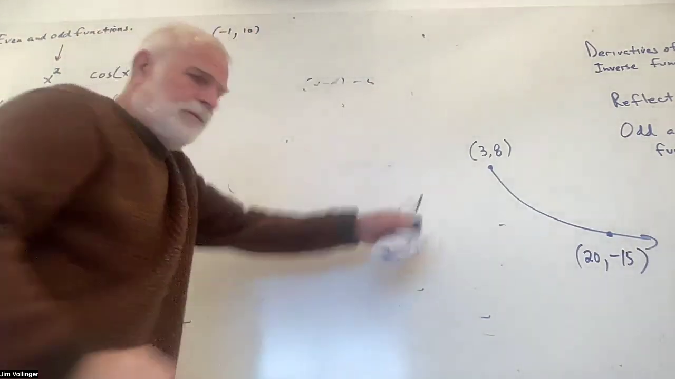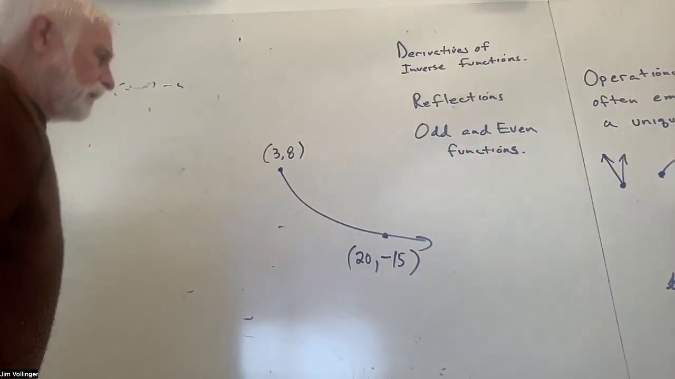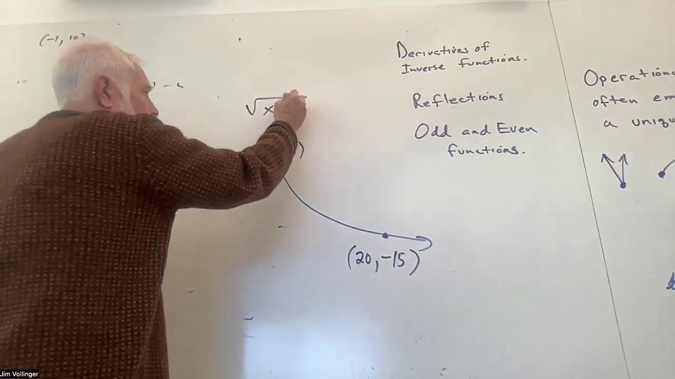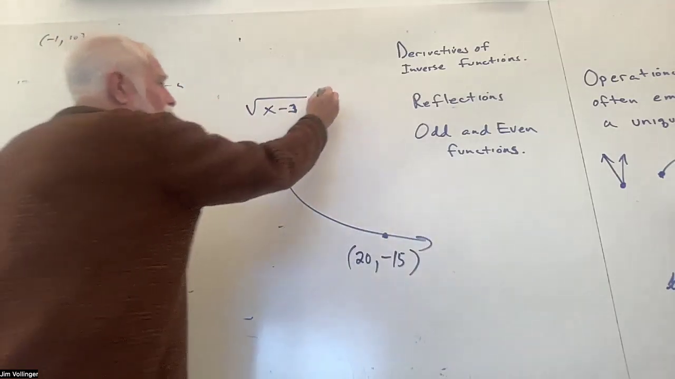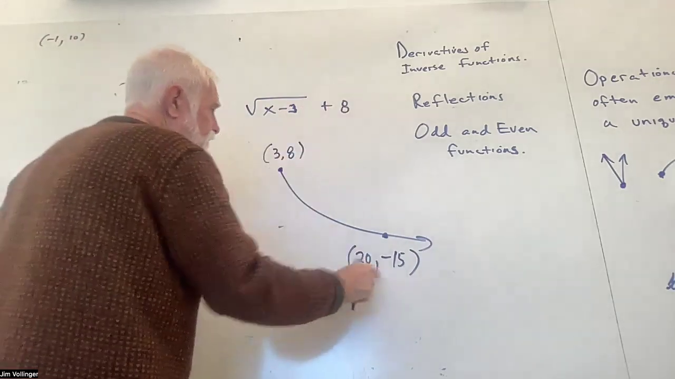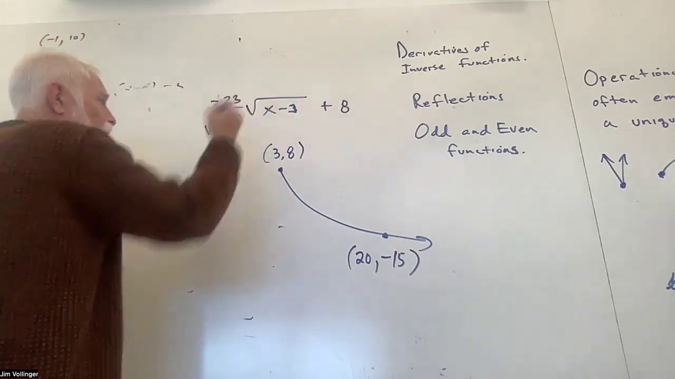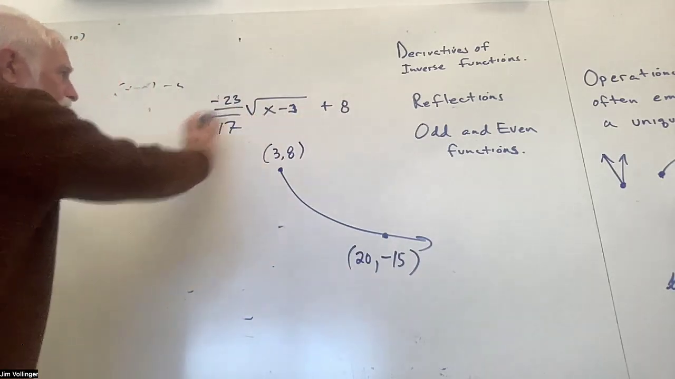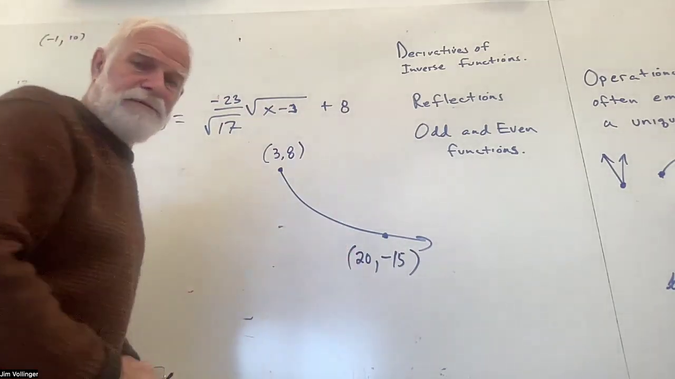Random one here. I put something up a little while ago. You can pause the video and see if you can write that. So this is just a square root again, and I'm measuring from 3 in the positive direction. So I write x minus 3. I want 8. I put 8 in. I go from 8 to -15, which is minus 23 units. Rise over the square root of run, and from 3 to 20 is 17 units of linear change, but I'm looking at square root change. So if I put that in a calculator, I've got that graph.